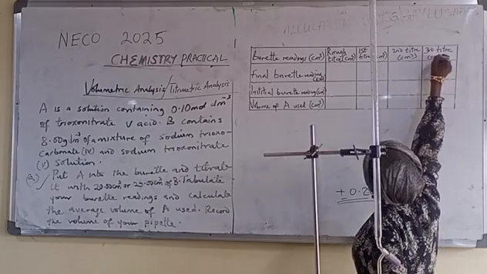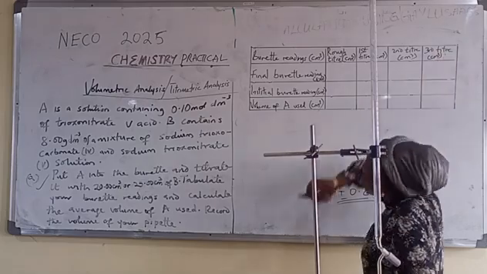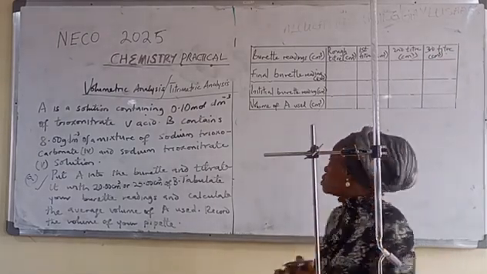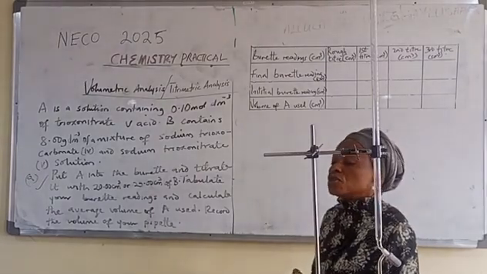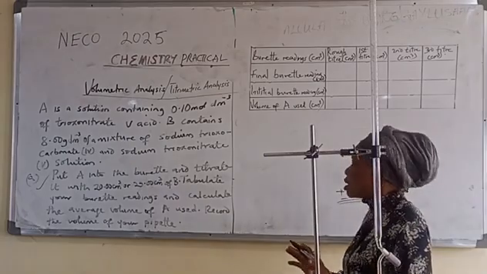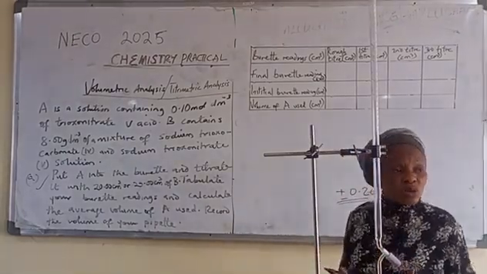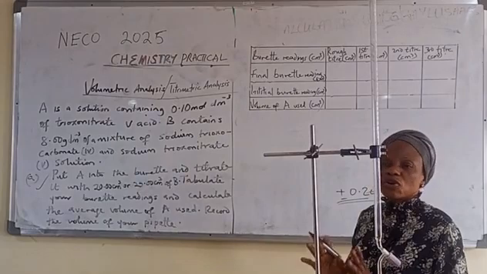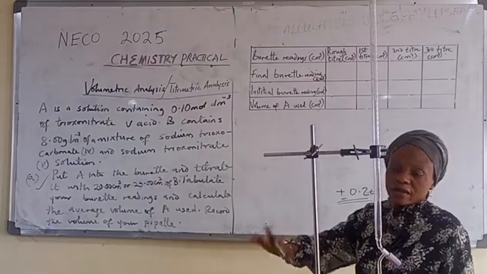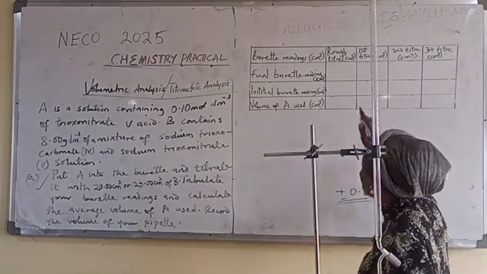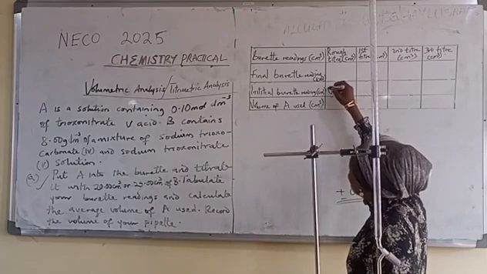From what we have titrated and observed, most students like using an initial reading of 0.00. It is very good if you use 0.00 because it will be very easy for you to subtract it from your final titration value. So it's very good if you put your initial at 0.00.